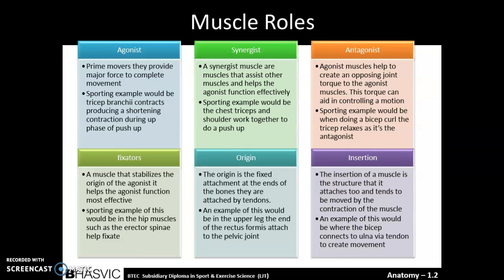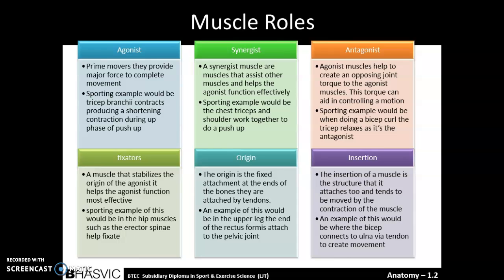Another muscle role would be the origin. The origin is the fixed attachment at the ends of the bones. They are attached by tendons. An example would be in the upper leg, the end of the rectus femoris attaches to the pelvic joint. This helps stabilization.